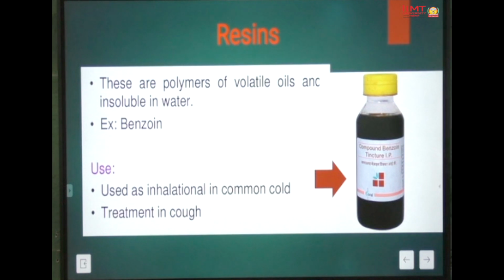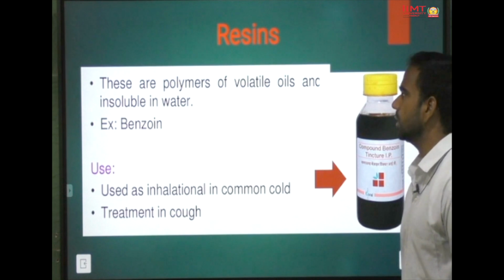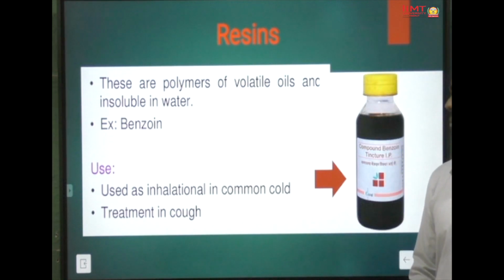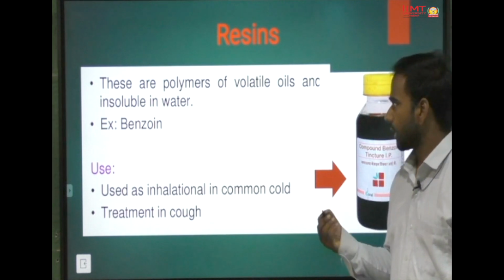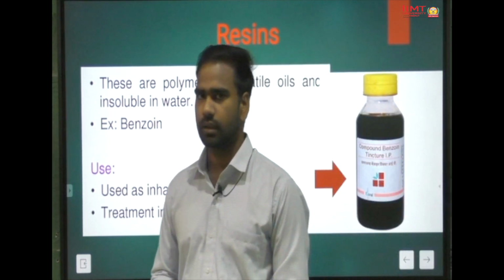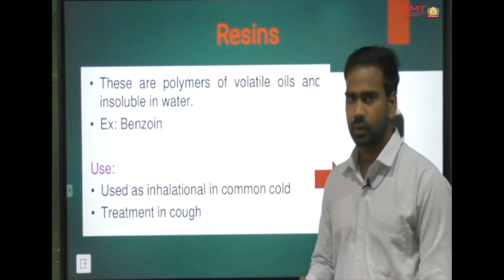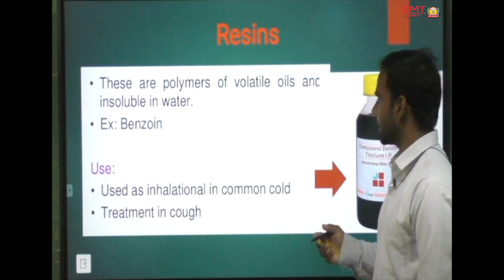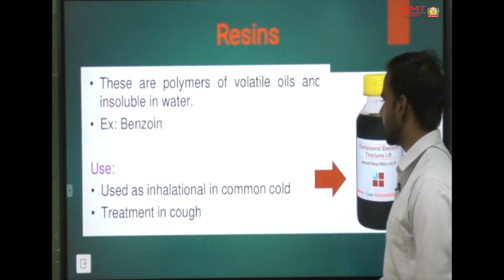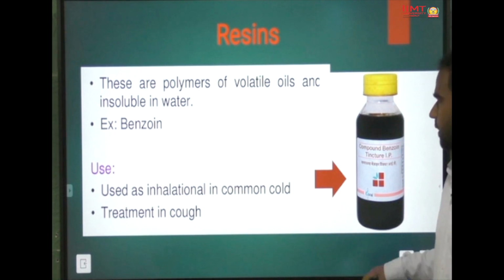These are resins. They are polymers of volatile oils and insoluble in water. For example, benzoin is an example of resins. We can also say that guar gum is one of the common examples of resins, derived from different sources of medicinal plants, and having pharmacological activities like use for inhalation in common cold and treatment of cough. These are the basic properties of resins.